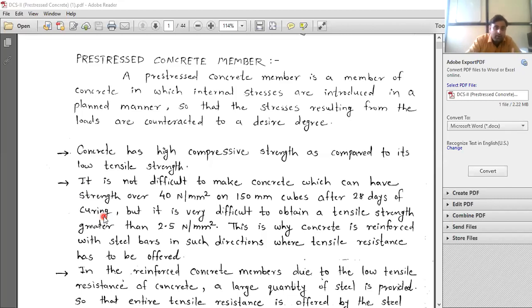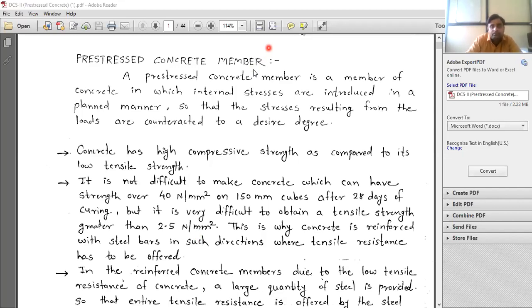Okay, this is the point. But it is very difficult to obtain a tensile strength greater than 2.5 Newton per mm square. For the same concrete, it is very difficult to achieve a strength greater than 2.5 Newton per mm square. Which strength? Tensile strength. So these 2 points are important.